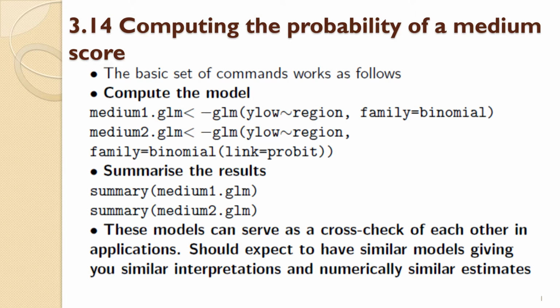Just to recap, the GLM command works as follows. Here you've got ylow is related to region, family is binomial, so you're telling R at this point that you want it to do a probability regression model, not a classical linear regression model, and you can specify to fit a probit model if you wish.